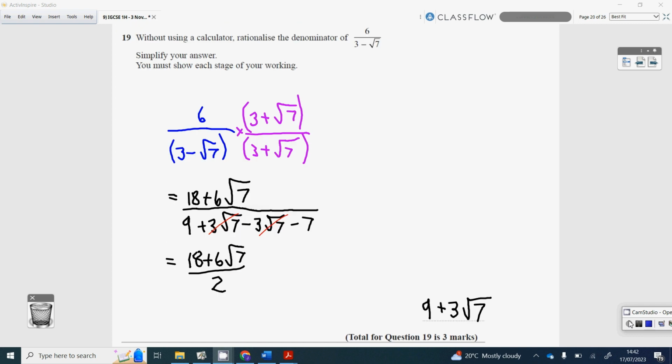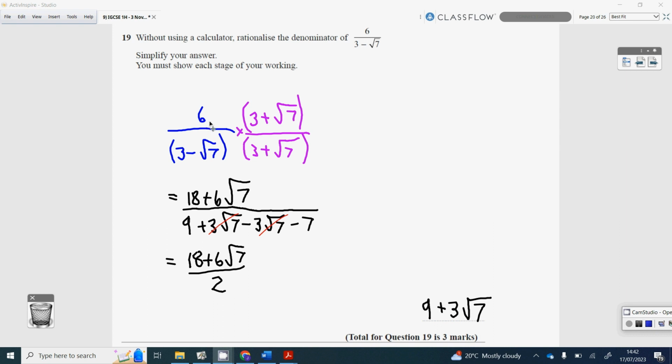Question 19. Now, to rationalize the denominator, you've just got to learn that you choose to multiply top and bottom by this denominator, but with a change of sign. So multiply top and bottom by 3 plus root 7 for reasons you'll see in a minute. So that bit in purple is the key learning point.